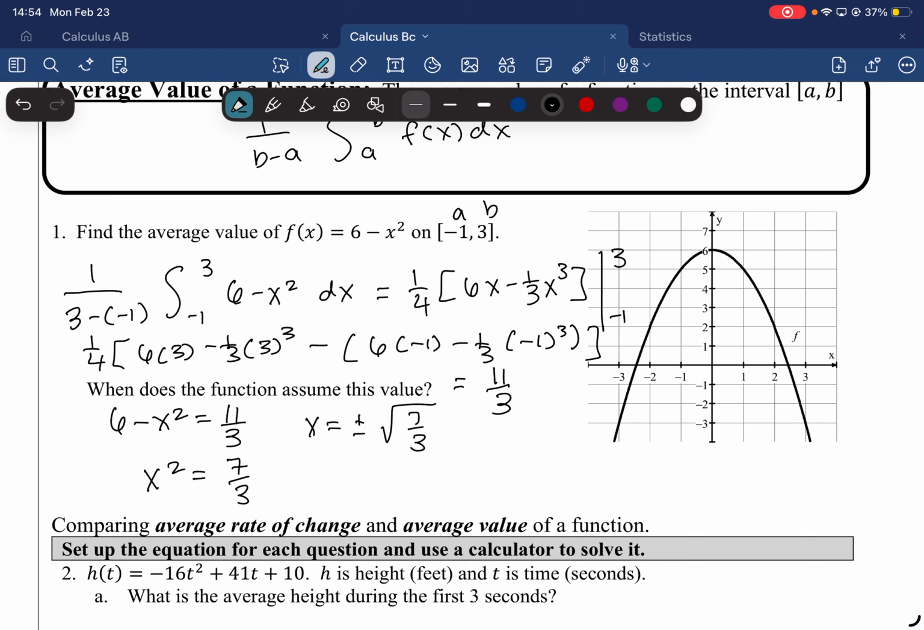Okay, if we were to put that into the calculator and turn that into a decimal, we would notice that negative square root of 7/3 is outside of the closed interval -1 to 3, which means that value cannot represent the function when it's equal to 11/3. So that means we have just that x is equal to positive square root of 7/3. Okay, so if you want, off to the side, note that negative square root of 7/3 is not included on the interval -1 to 3.